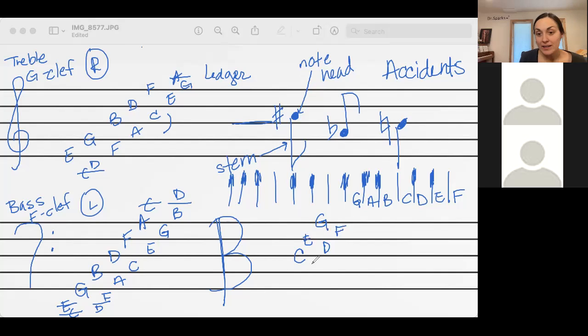And then we come back down. So B is on a space. A is on a line. G is on a space. F is on a line. And E is underlined. And same thing here, A is above the line. And we can do the same with the ledger lines and keep going, you know, as much as we want here.